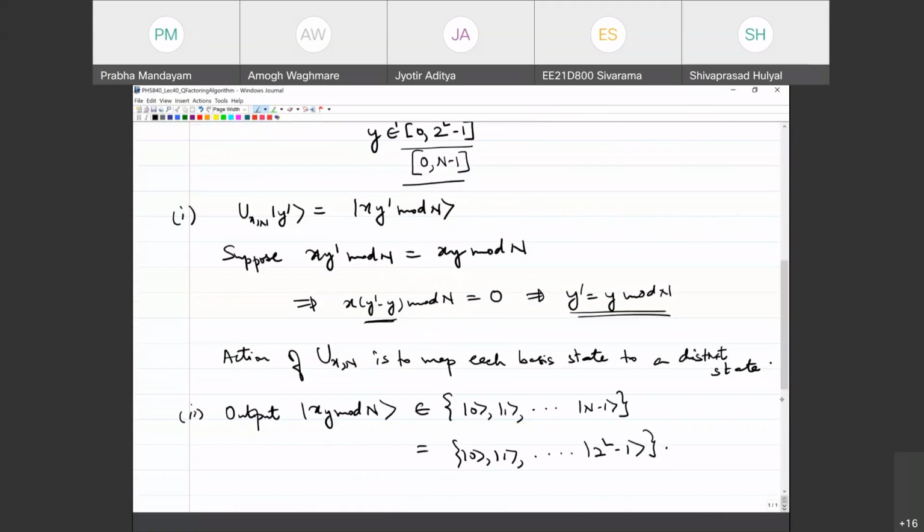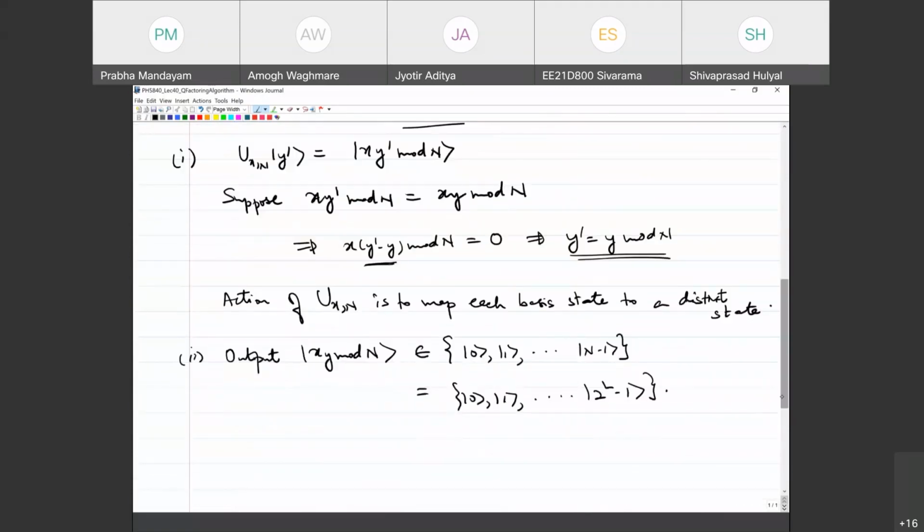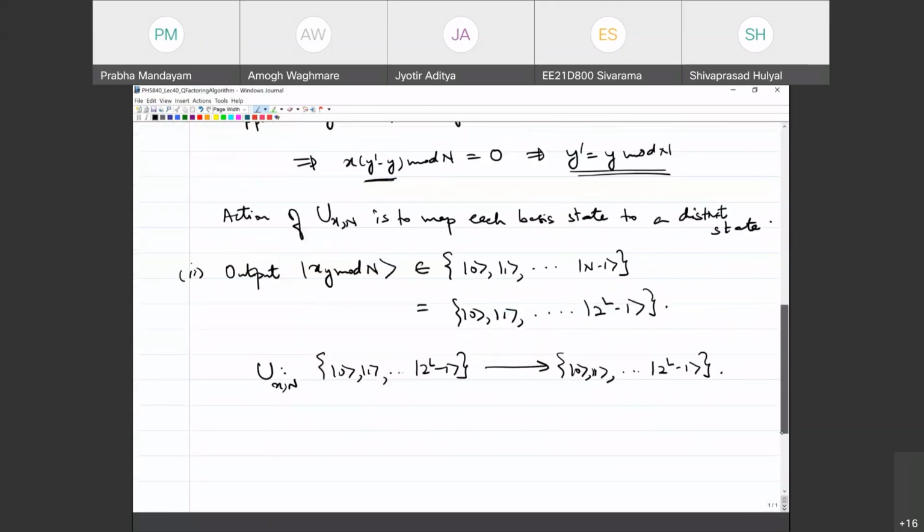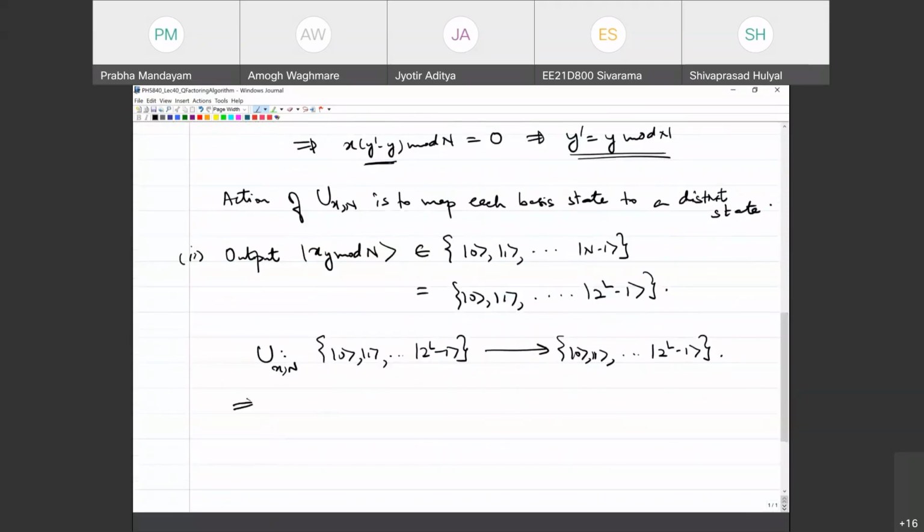So then what are we saying? Essentially this U is mapping you from this set of computational basis states to the same set. So what kind of a matrix is this, or what kind of a transformation is this? This is basically just a permutation.